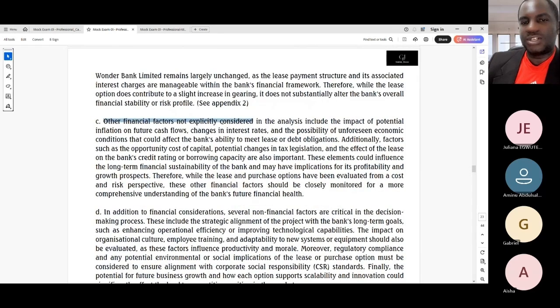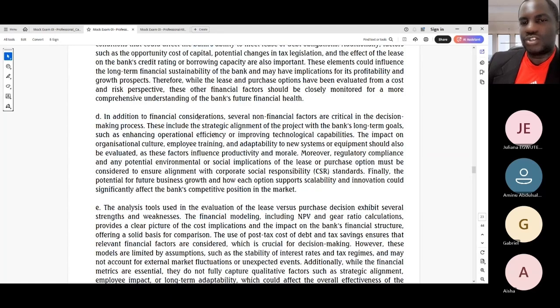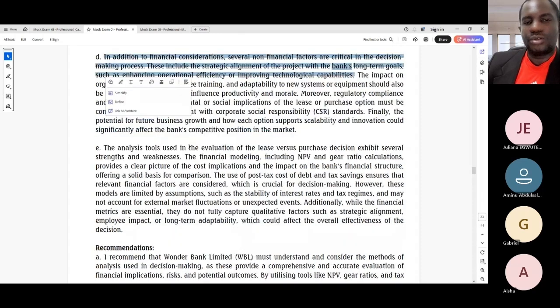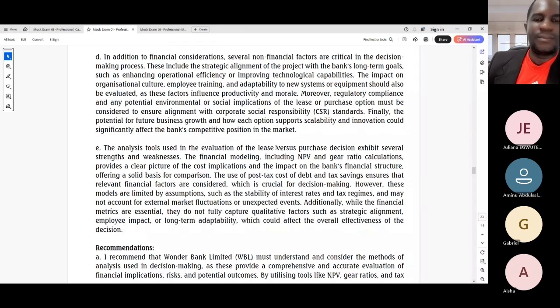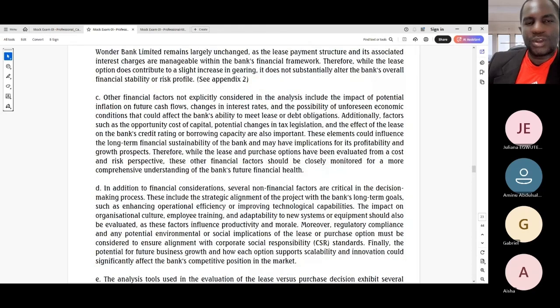And number 3, we said other factors not explicitly considered in the analysis include the impact of potential inflation, interest rates, forex, FX, and all that. And that's what we spoke to in the number 3 conclusion. Number 4, besides financial considerations, several non-financial factors, like strategic alignment with the bank's long-term goals, could enhance operational efficiency or improve technological capabilities. So this is the 4th conclusion. I gave a 5th, talking about the weaknesses of the lease or buy and the financial model also used. But if you talk about 4 conclusions, you are fine.